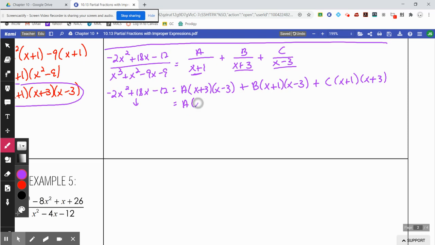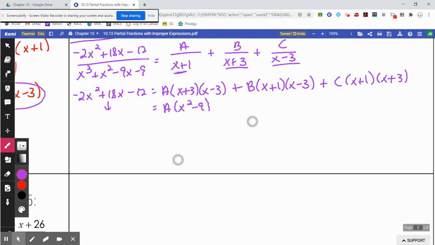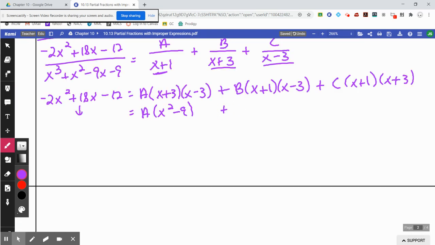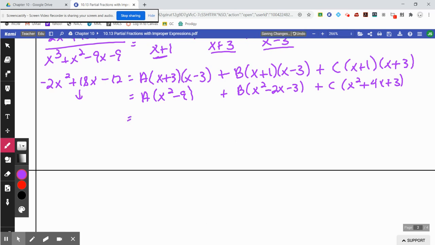So here you have a times x squared minus 9. Zoom in a little bit. Plus b times x squared minus 2x minus 3. Plus c times x squared plus 4x plus 3. Again, distributive property. This will be ax squared minus 9a. This would be plus bx squared minus 2bx minus 3b. Plus cx squared plus 4cx plus 3c.